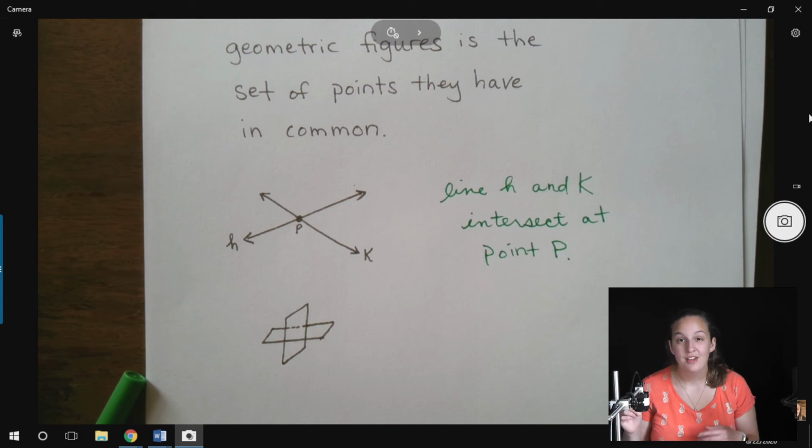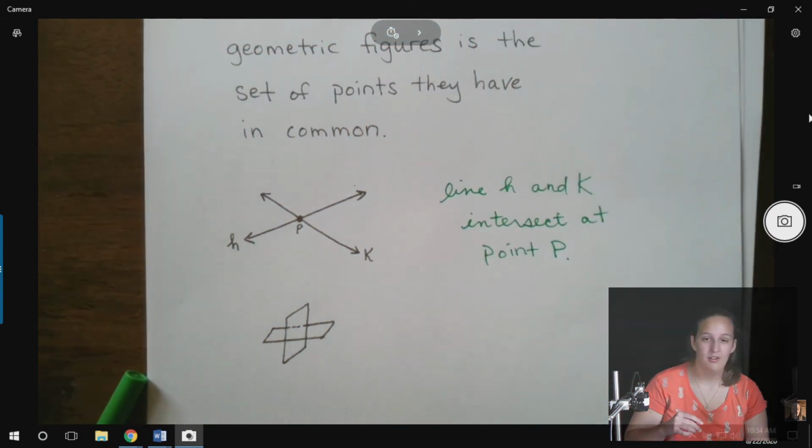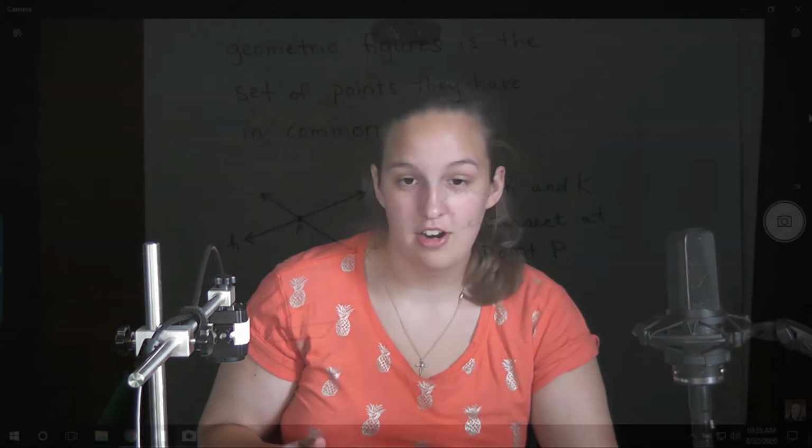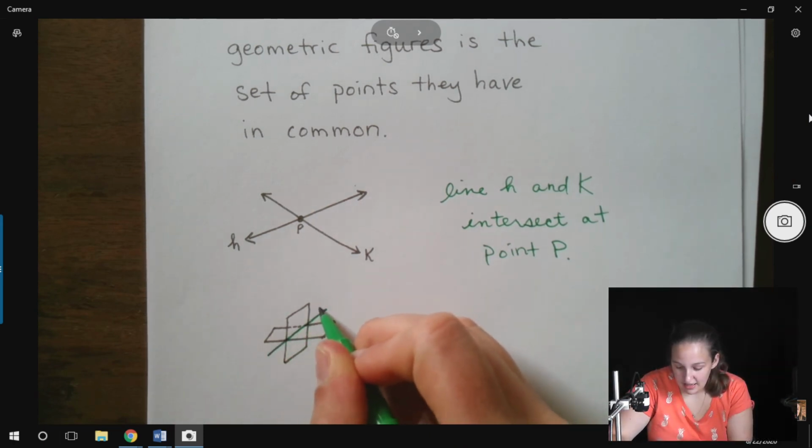So if you have 2 planes, I'm just going to use my hands. We'll go over here. If you have 2 planes, this plane and this plane, and they intersect, where they intersect is going to be a line. Where those two intersect, of course it goes off forever and ever in either direction, they intersect in some line.